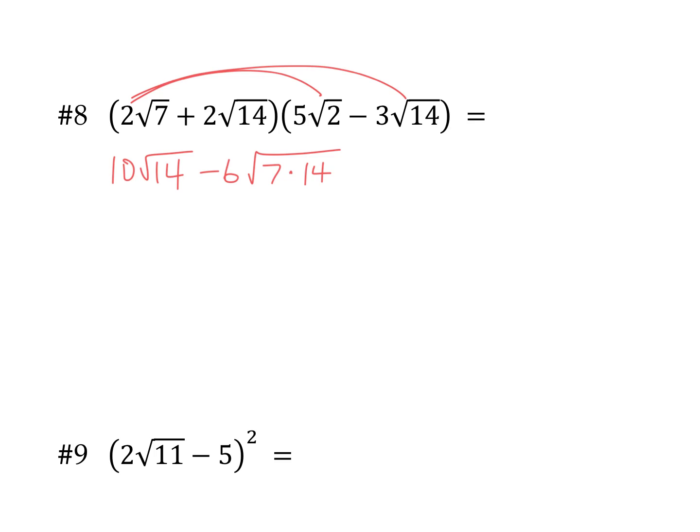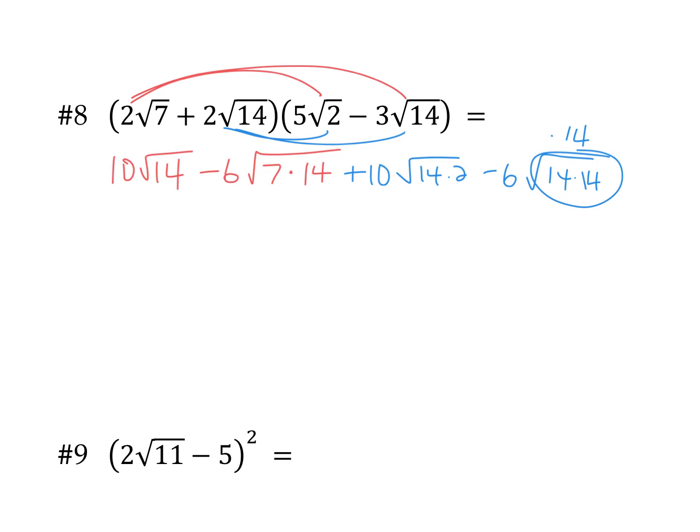Okay. Then I can take 2 root 14, multiply that times 5 root 2. That's going to be positive 10 root. I'm going to leave that as 14 times 2. Again, we'll see why in a second. And then here I'm going to turn that into minus 6. And then root 14 times root 14, right? Remember, that's just going to be 14. That's just times 14. Okay, so let's go back to our beginning here.